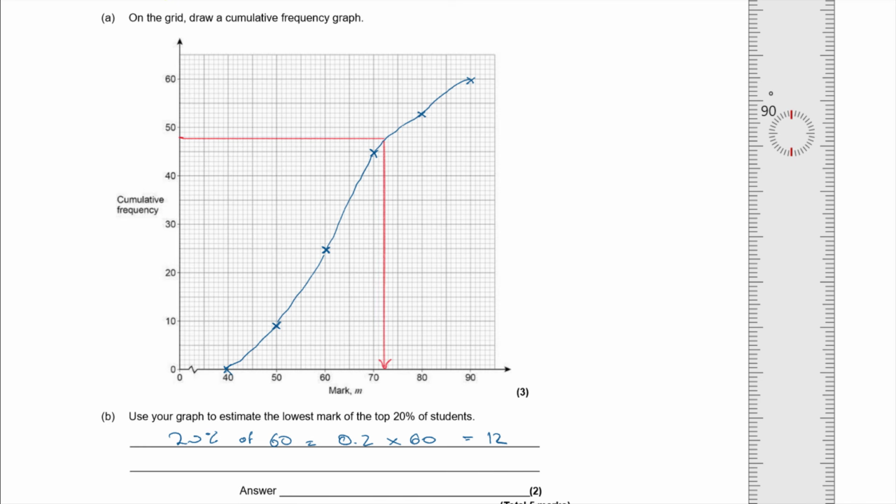That's fine. There is a variation to this question, and the examiners will look at what you did and what your value is from your graph. So if yours is saying 71, use 71. If yours is saying 73, use 73. Mine's saying 72, so I'm going to say 72.